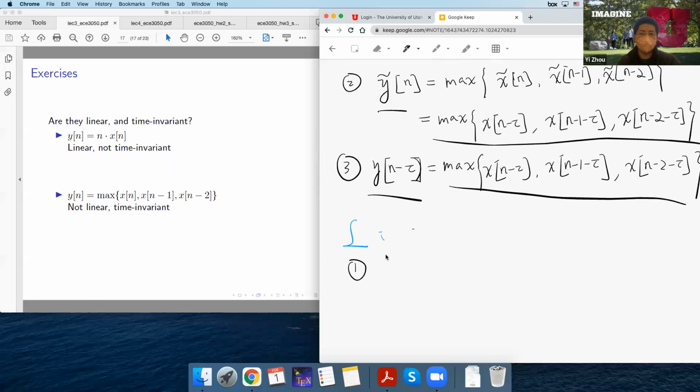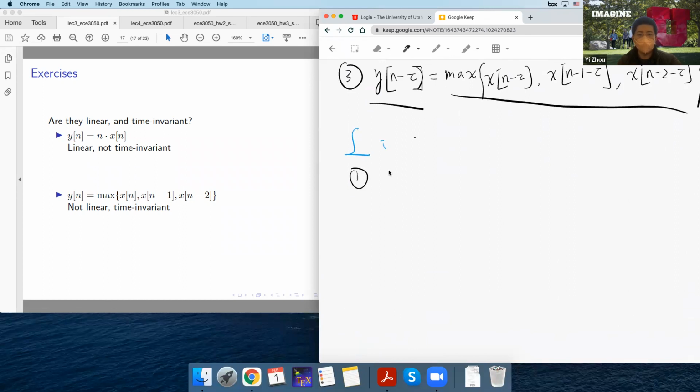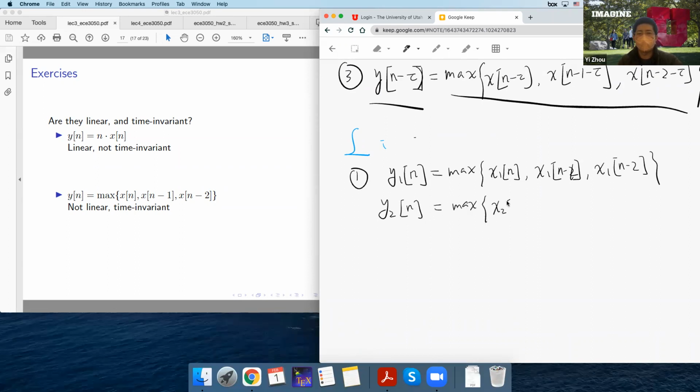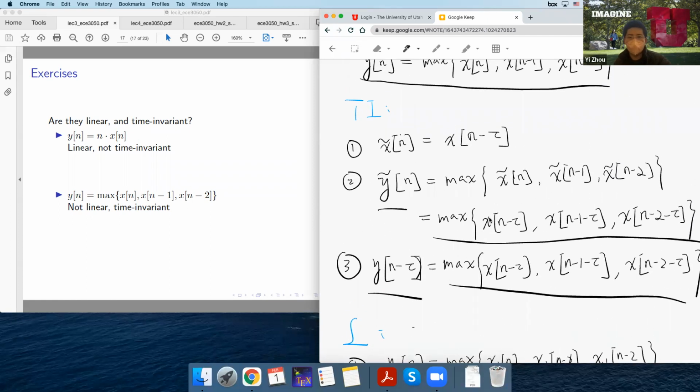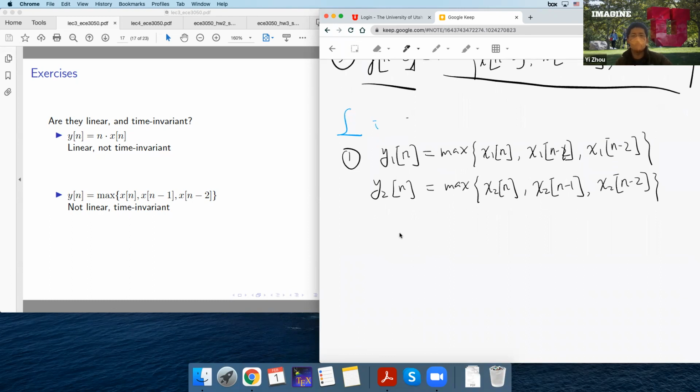So to verify the linearity, I'm looking at two pairs of input and output first. So y1 n is the maximum of x1 n, x1 n minus one, and x1 n minus two, and similarly for y2. So you create two pairs of inputs and outputs, and then you consider an arbitrary linear combination of these two inputs.